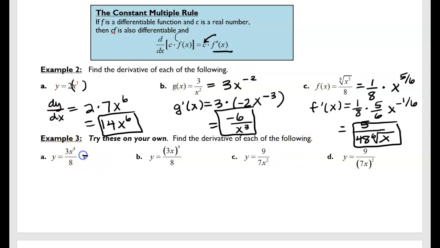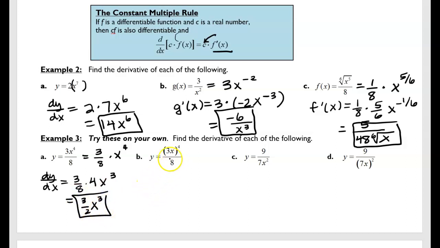So in A, it might help you if you rewrite this as 3/8 times x to the 4th. Just think of that as a constant times your variable there. So my derivative is 3 over 8 times 4x cubed, which simplifies to 3 over 2 x cubed.